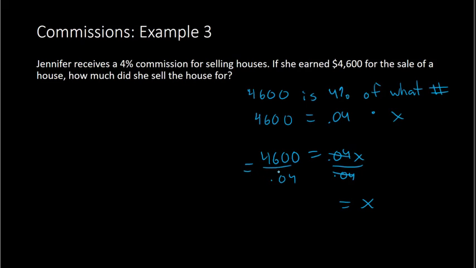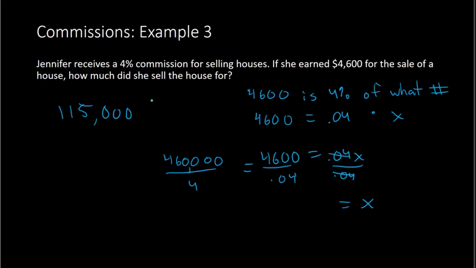Now when I divide, I want to make sure that there's no decimal in the denominator. So I can multiply top and bottom by 100. When I do that, on the top I add 2 zeros, and then on the bottom I have 4. So I take 460,000 divided by 4, and assuming we could do that correctly, we're going to get $115,000.